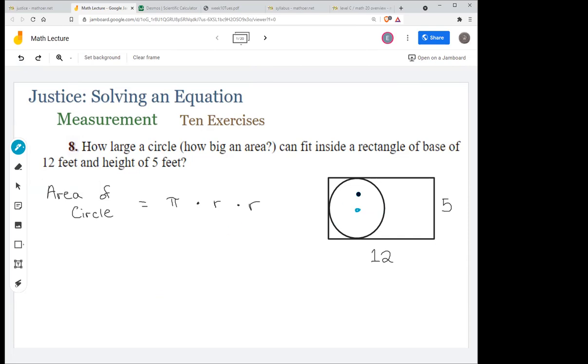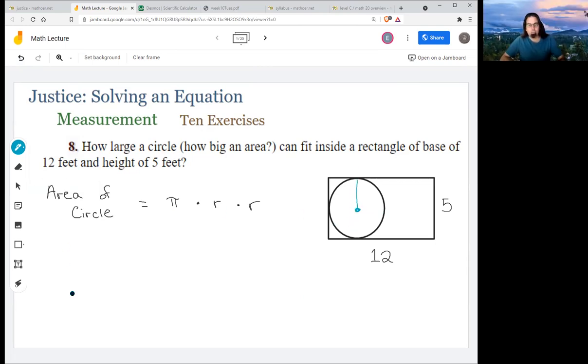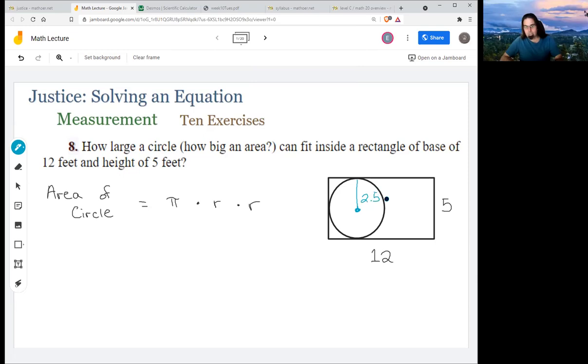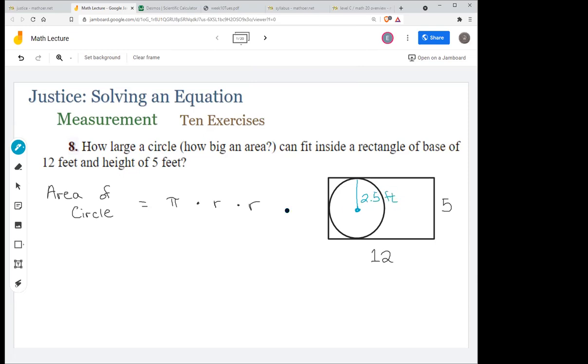The top. Yeah, pick one of either up or down. And then you can say, now I can see things. How big is that blue line? Is it 2.5? It is. And how did you get that? Half of the 5. Yeah.